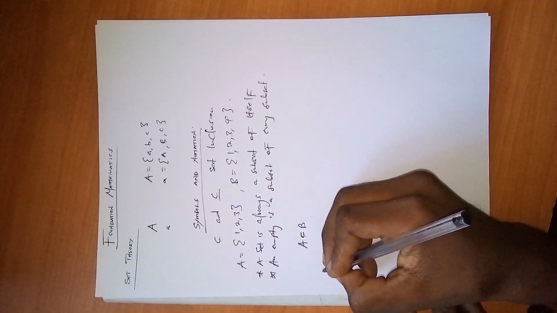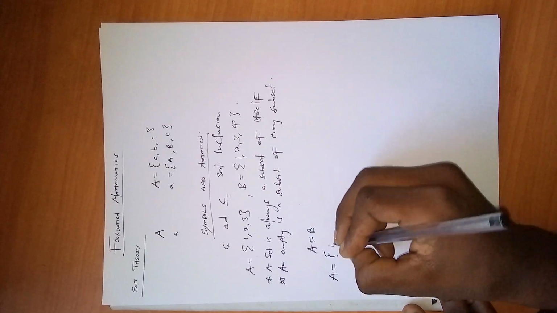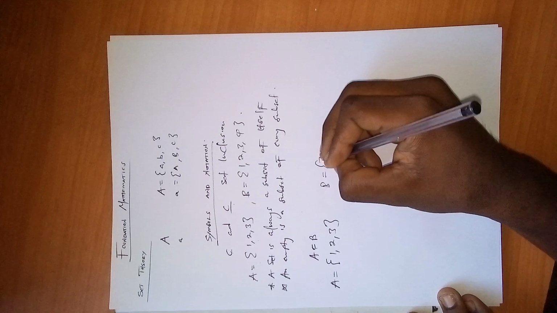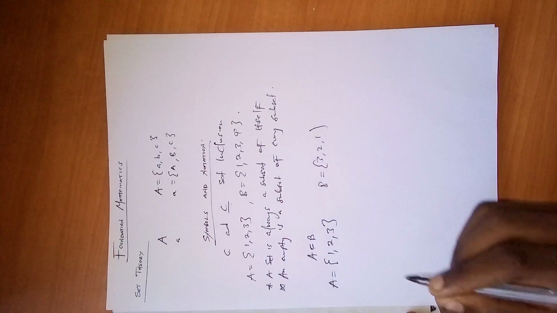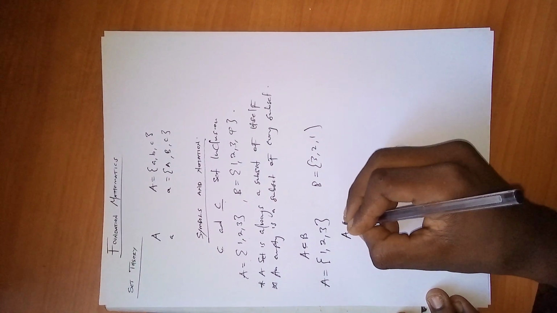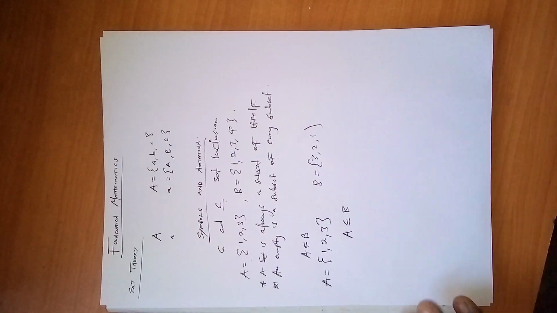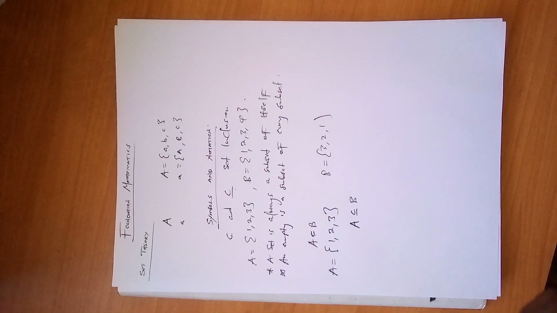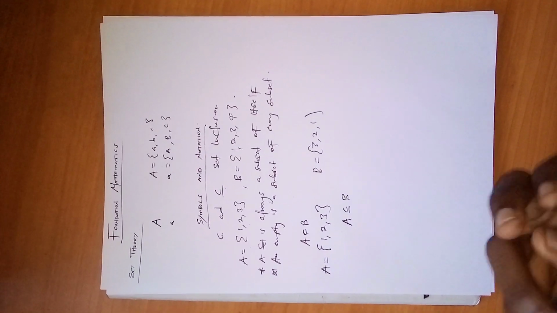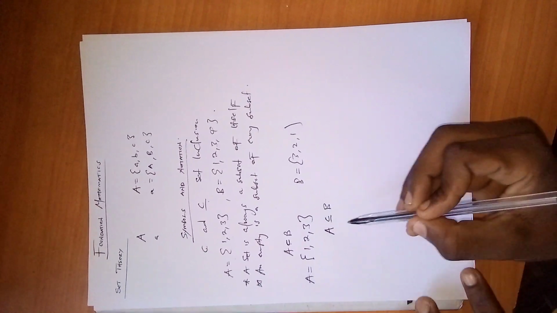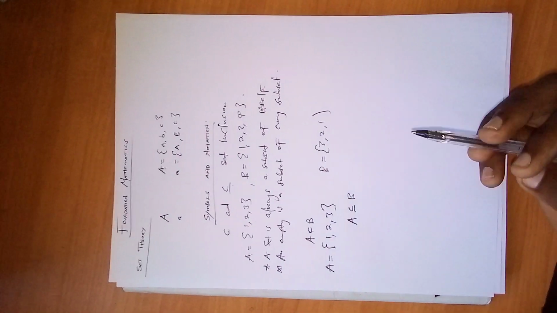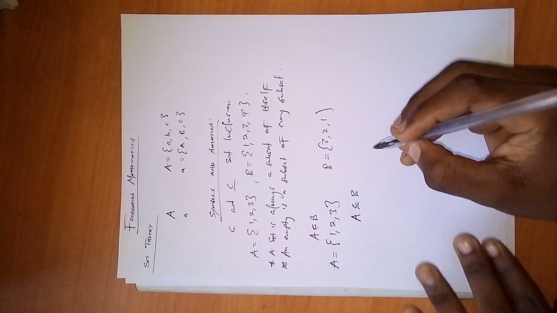But if I was to give another example where set A has 1, 2, and 3, and set B has 3, 2, and 1, then I can make a statement to say A is a subset equal to B. Okay? Why? Because all the elements in A are also there in B, and there exists no element in set B which is not in set A. Thus, I'm going to use this symbol. I hope you guys can properly differentiate between these two symbols.